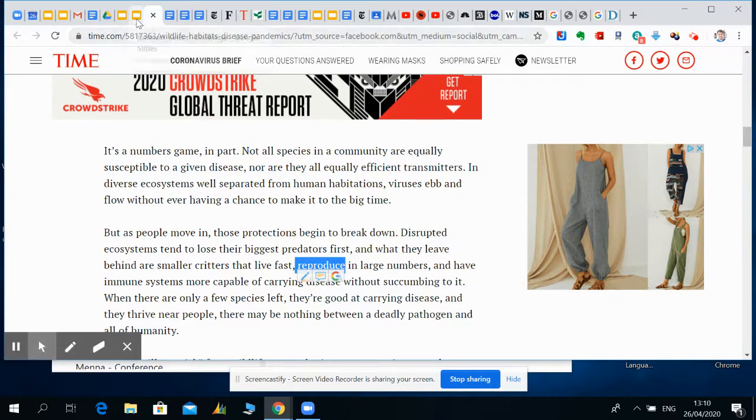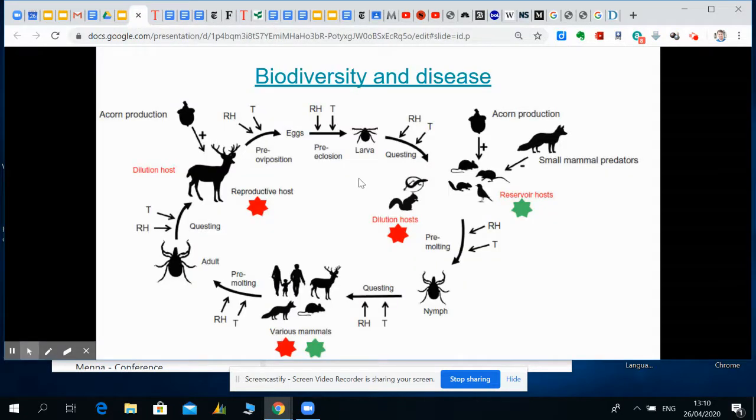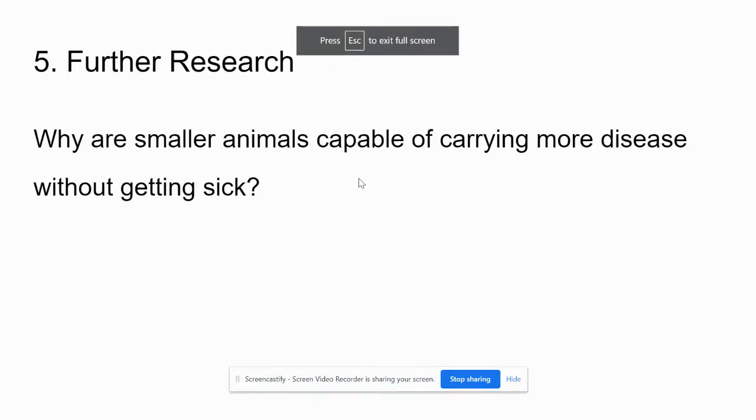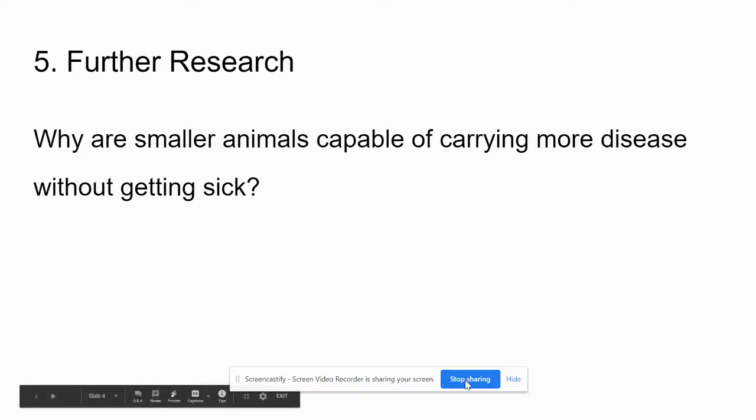So I have a big question here that I'm going to continue to research. Why are smaller animals capable of carrying more disease without getting sick? I'm going to keep that question in my head as I move on to read the rest of the article, or if I don't find it in the article, I'm going to continue my research afterwards with that question in mind. So Connect, Extend, Challenge, a great strategy for really, really connecting to your current understanding and systematically building understanding and rethinking understanding as you go.